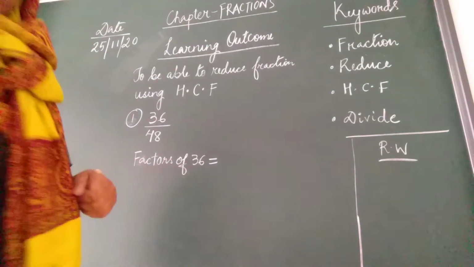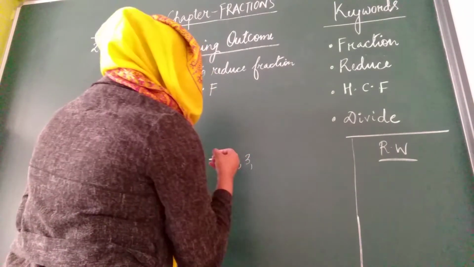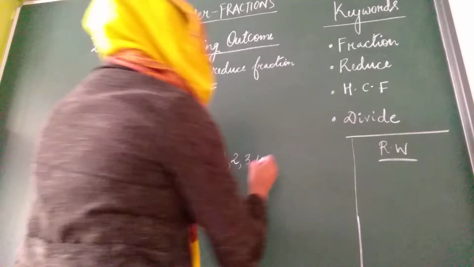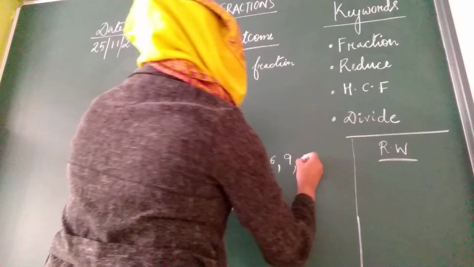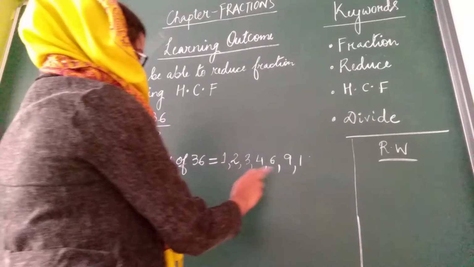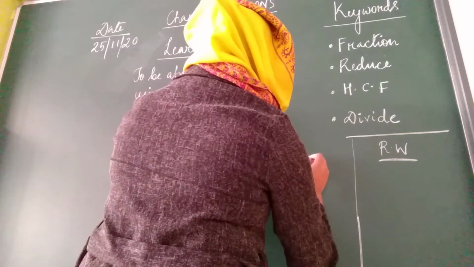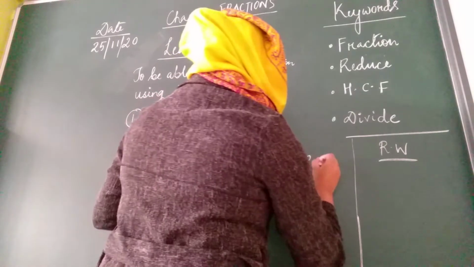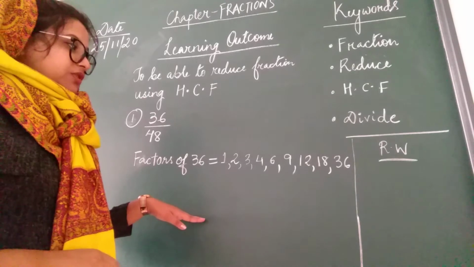So the factors of 36 are 1, 2, 3, 4, 6, 9, 12, 18 and 36. Alright, so these are the factors.